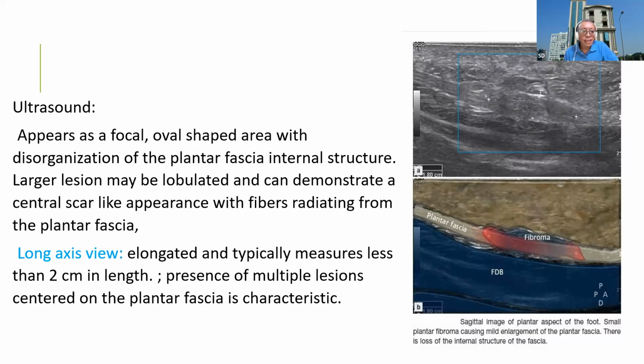So it is also called Ledderhose disease. Another name is Ledderhose disease. And in long axis, this is the picture in the long axis, you'll be seeing an elongated, typically oval shaped or round shaped, disorganized area within the normal plantar fascia. Okay, so sometimes there can be one nodule, or sometimes there can be more than one nodule, and these nodules typically measure less than 2 centimeters. So this is another pathology that can cause foot pain, especially in the inferior aspect of the foot.